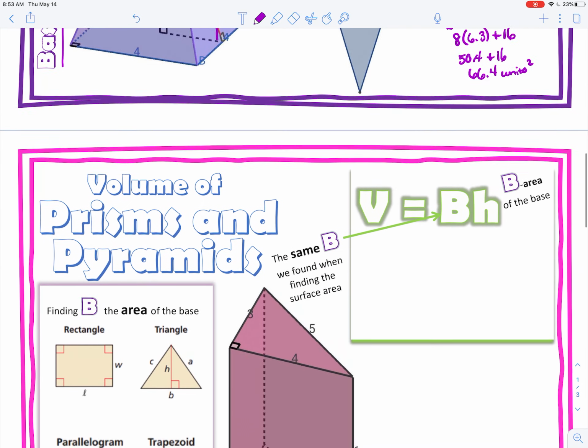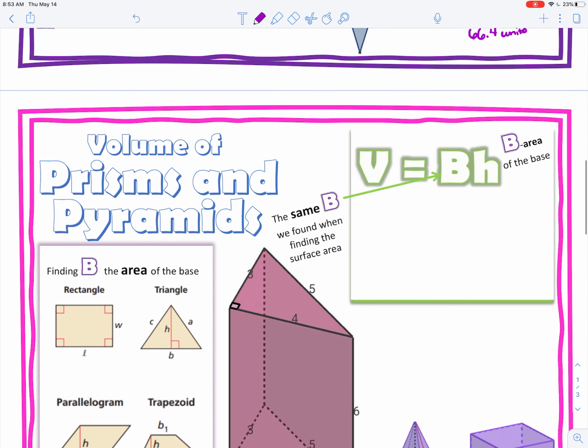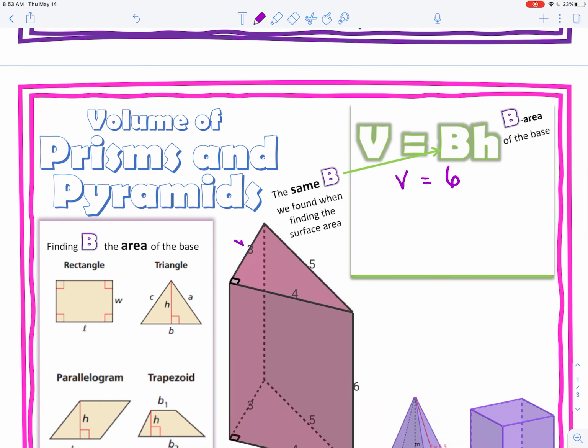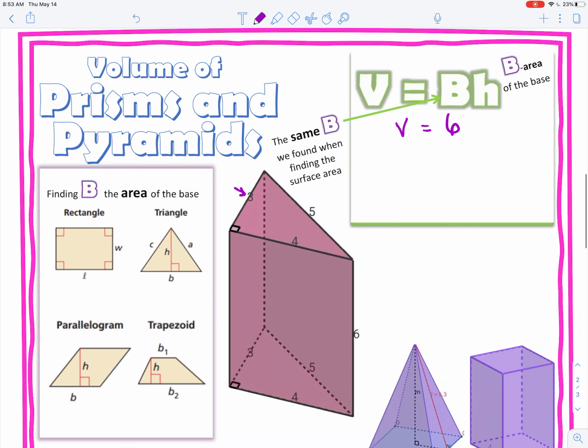We found out that the area of the base was half the base times the height, which was half of 4 times 3, and half of 12 is 6. So our capital B was 6. And now we need to figure out what the height of the prism is. So this is not the height of the triangle, this is the height of the base. The height of the prism is the one that connects the two bases together. So this is the height of the prism. It's important to keep them straight.